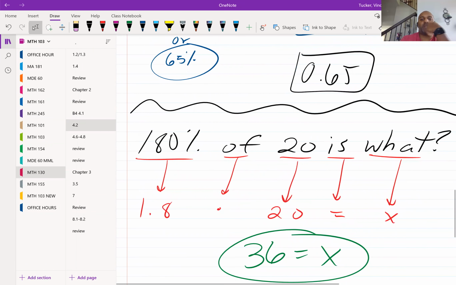All right. Here go another one. 180% of 20 is what? So 180% converted to a decimal by moving your decimal 2 places to the left. That gives me 1.8. Of is multiplication. 20 is 20. Is equal. What is your variable? And once again, we have a scenario in which we don't have to solve because x is on one side by itself. So all we do is multiply 1.8 times 20, and that's 36. All right, questions.